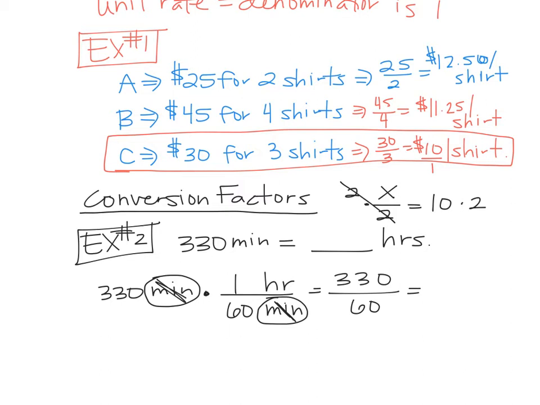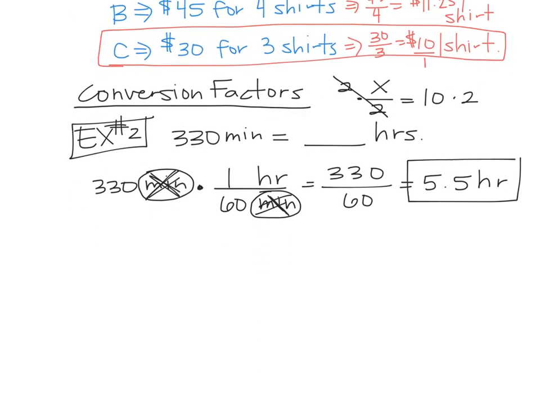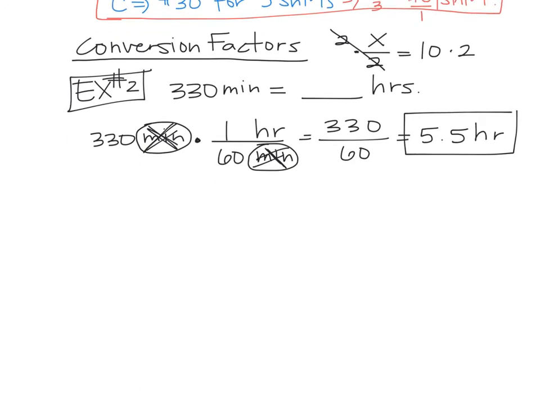So at this point, what do I need to do? Divide it. So you're going to plug into your calculator 330 divided by 60, and you get 5.5. Okay, now here's the question. What's my label? 5.5 what? Hours, right? We canceled out the minutes, so you're left with hours. So you get that. Does that make sense? See why it's my favorite thing ever? So fun.